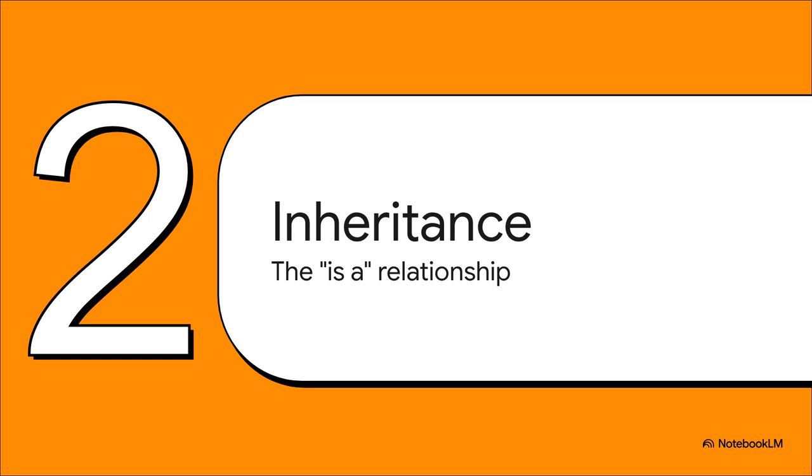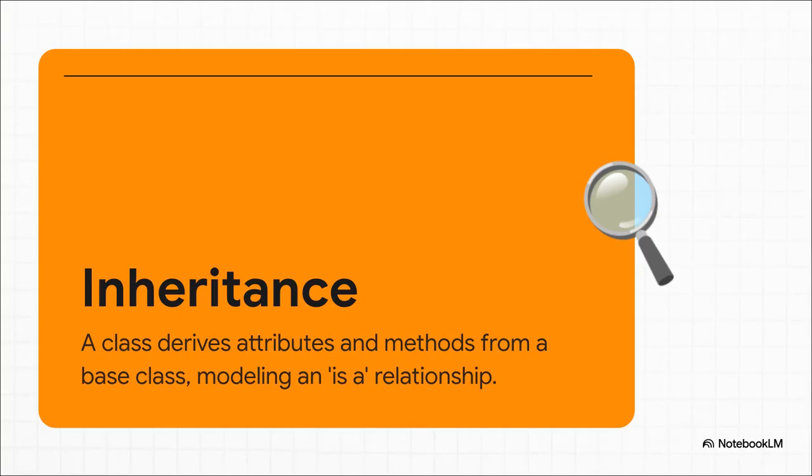It just feels so intuitive, right? You take a general idea and you create more specific versions of it. It's all built around that really simple concept, the is-a relationship. So inheritance is all about specialization. A child class or subclass gets all the stuff, the attributes and the methods, from its parent.